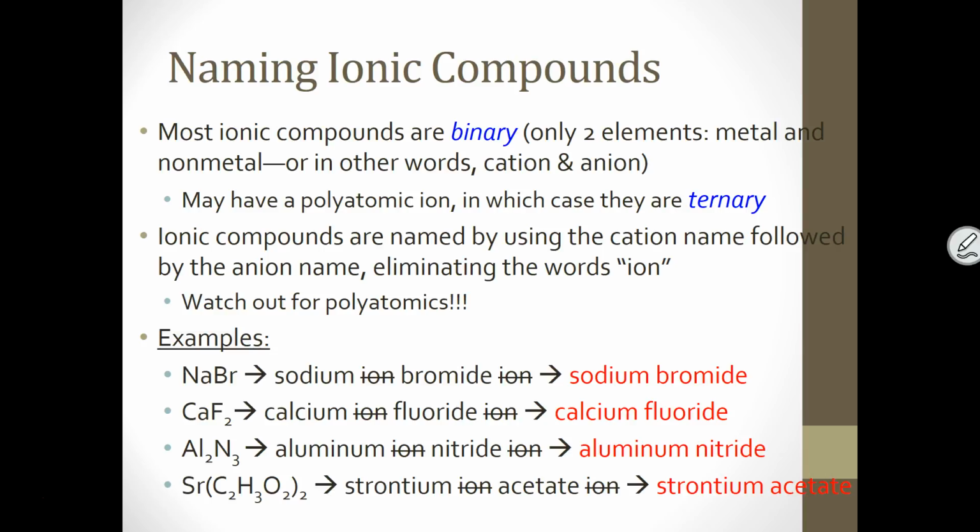Third one is the aluminum ion matched with the nitride ion. Doesn't matter that there's 2 and 3. It doesn't make a difference because we already know from the name how many there will be. So it's just aluminum nitride.